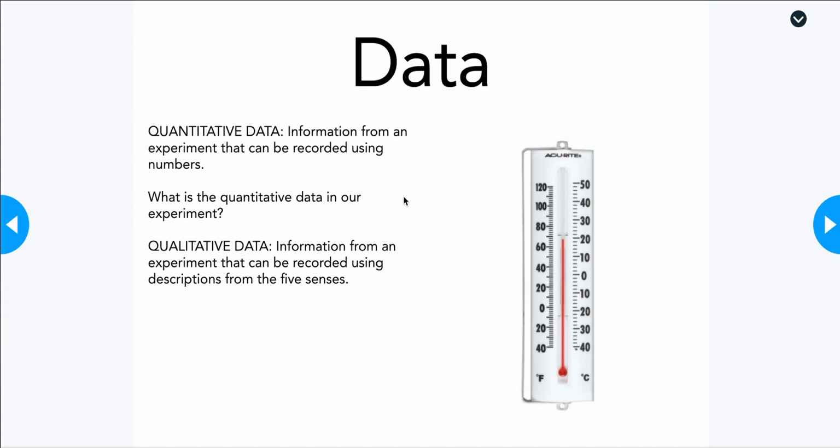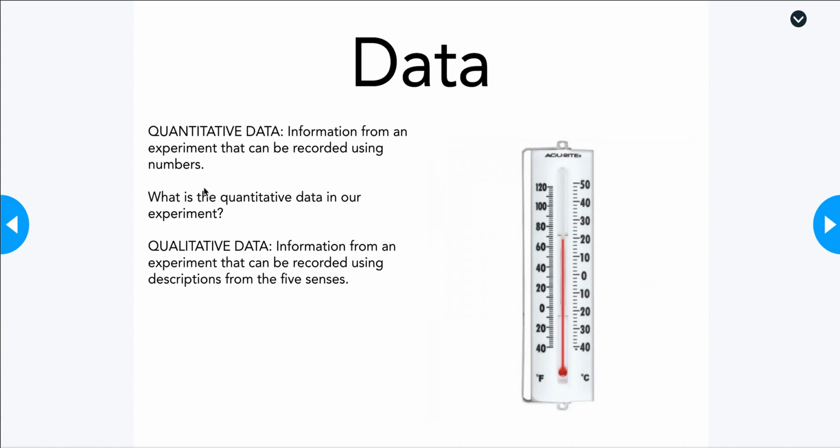All right, let's talk data. We have 2 types of data that we are interested in: quantitative and qualitative data. Quantitative data is information from an experiment that can be recorded using numbers. I usually remember quantitative data is number-based because the word quantity is basically in there. You can see it right there. And quantity is the number of something that you have. So quantitative is number-based. Also, quantitative has an N in it, N for number.